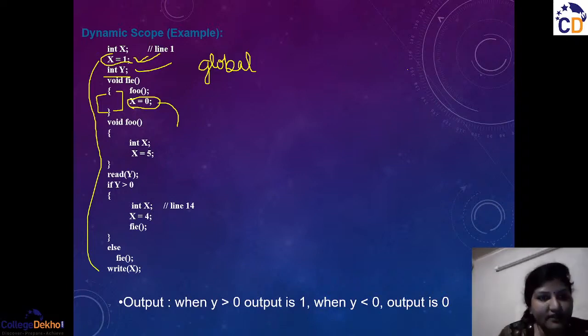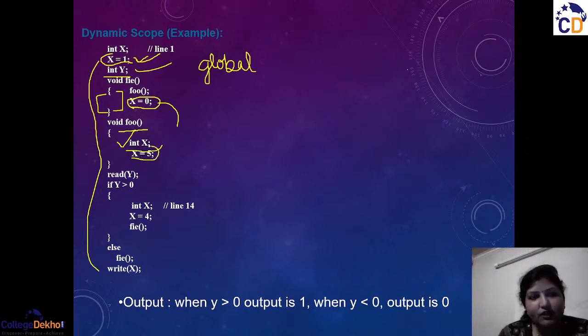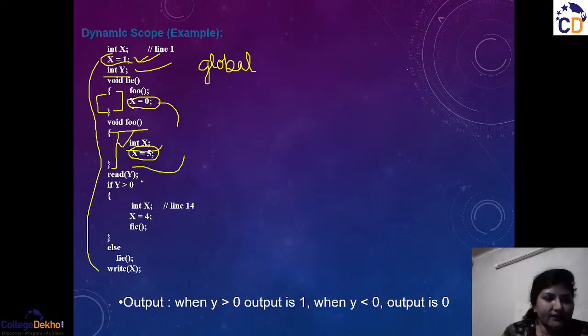Let us take another function. We have defined one function, foo. Again, we have defined a variable x, and in this particular function we have changed the value of x to 5. Again, the scope of this variable is within this scope. Beyond that, x is equal to 5 cannot be taken, right? Now you are reading the value of x, and if x is greater than 0, then print some output, else you are calling the function.